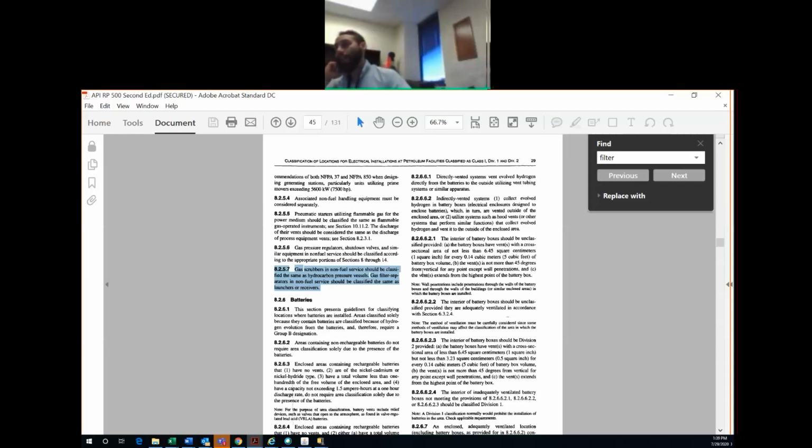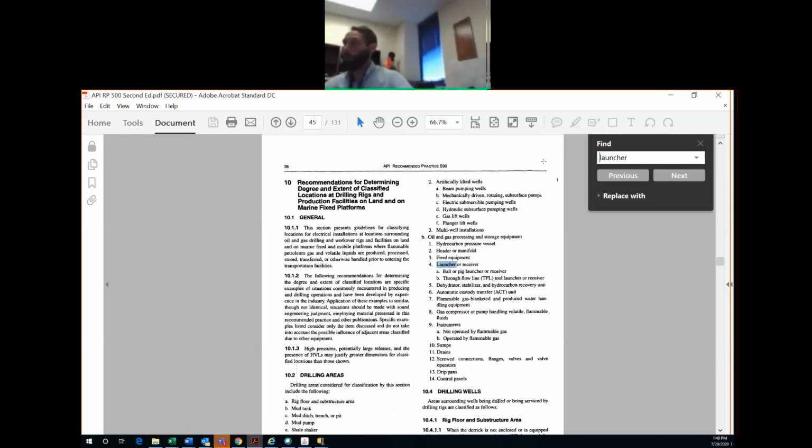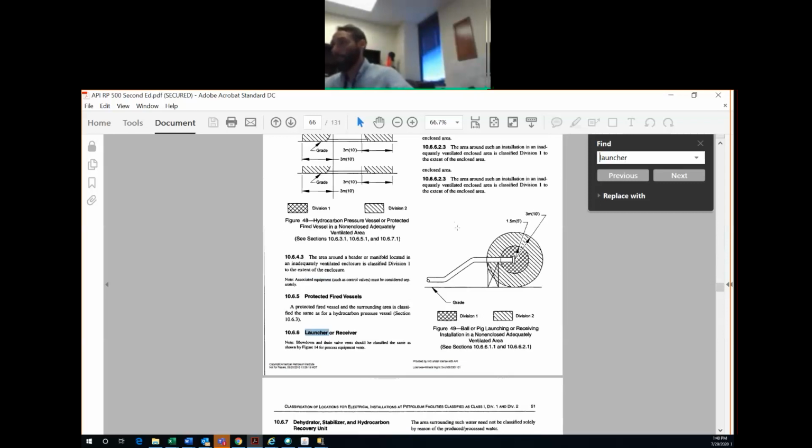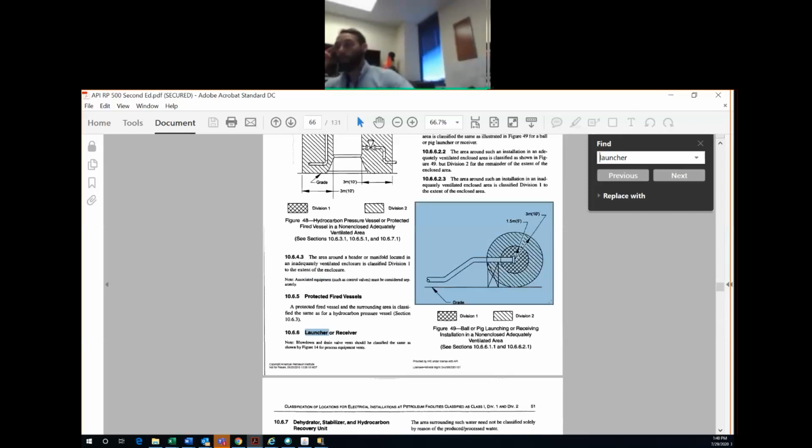But then it says a gas filter separator in non-fuel service should be classified like a launcher. And as we all might know, launchers are classified more conservatively than pressure vessels. They are classified with a 5-foot Class 1 Div 1 area and a 10-foot Class 1 Div 2, okay? And we can speculate as to the reason why.